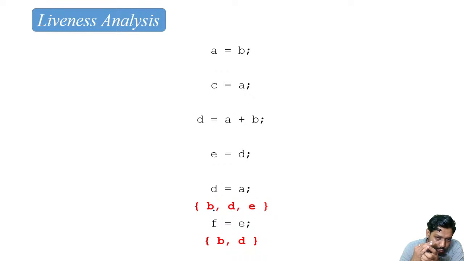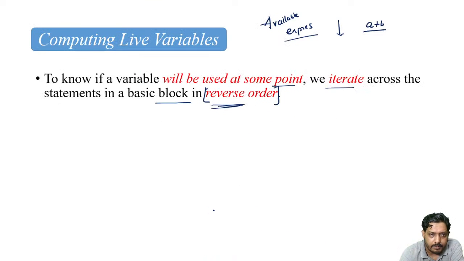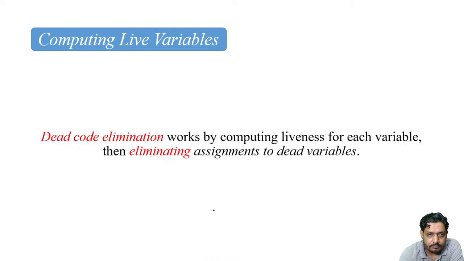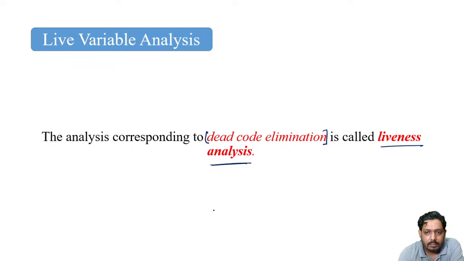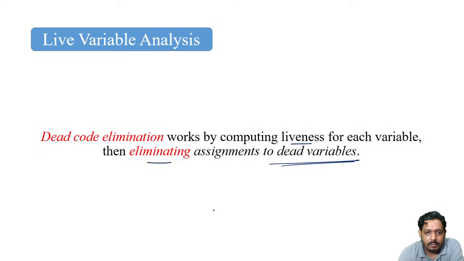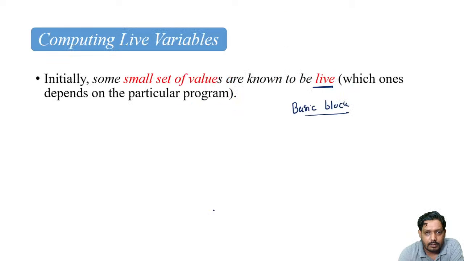So we are assuming a statement here, that in reverse order, initially some small set of values are known to be live. So in this case we know that some set of values is live, and this is given, which depends on a particular program. So this will depend on the particular program instance, and we are assuming it.